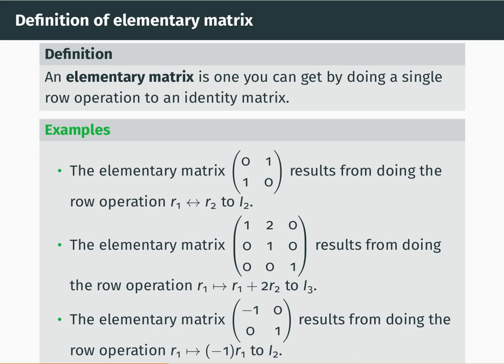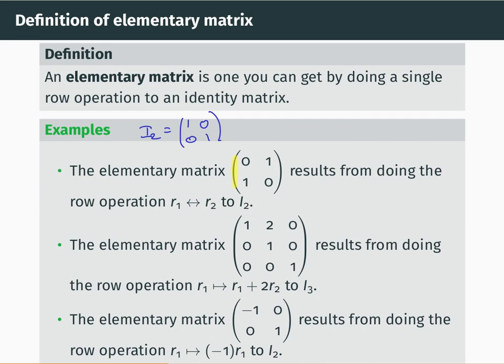Here are some examples. If you take the identity matrix I2, you will remember that the I2 is the identity matrix 1, 0, 0, 1, and then apply the row operation which swaps row 1 and row 2, then what you'll end up with is this matrix here. So this is an elementary matrix arising from doing the row operation which swaps row 1 and row 2 to the 2 by 2 identity.